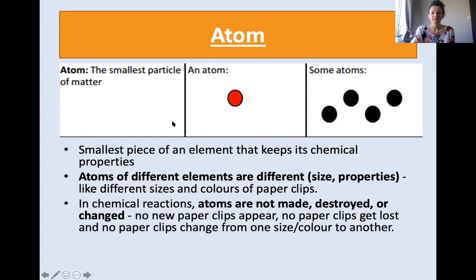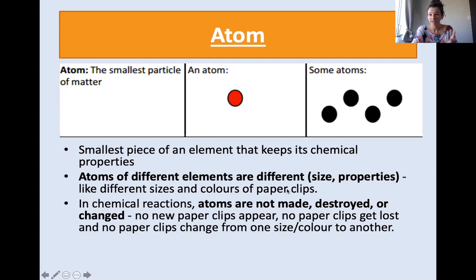So an atom is the smallest particle of matter. Okay, so it's the smallest piece of an element that keeps its chemical properties. So atoms can be different sizes. We know that from the periodic table. So remember, when we looked at the periodic table, we know that each different type of atom has got a different proton number, so different number of protons, different number of neutrons and electrons. Okay, so they're different sizes. And remember, as you go down the periodic table, the atoms get larger, don't they?